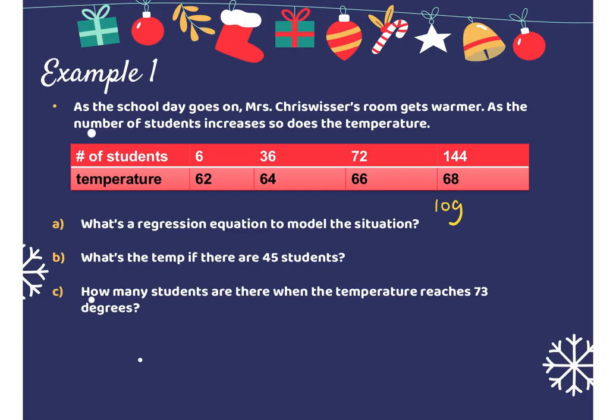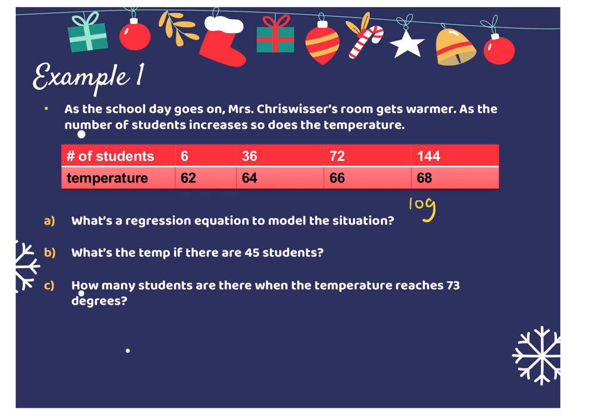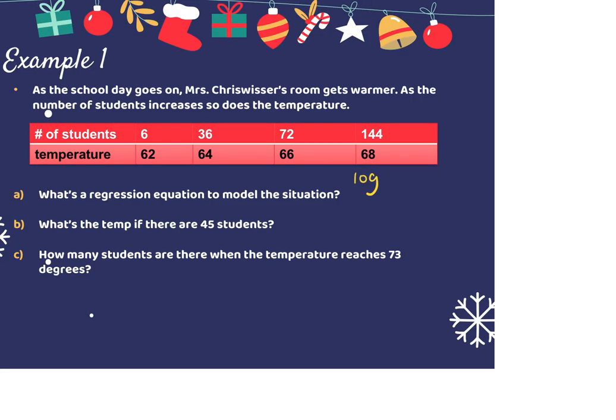So we go back to stat, right? Stat, edit, and enter in your values. Input 6, 36, 72, 144. Output values 62, 64, 66, 68. Luckily, I skipped over 67.